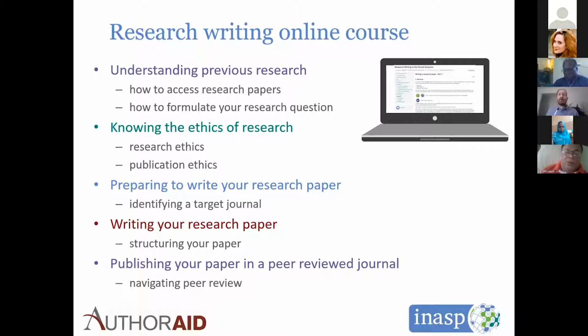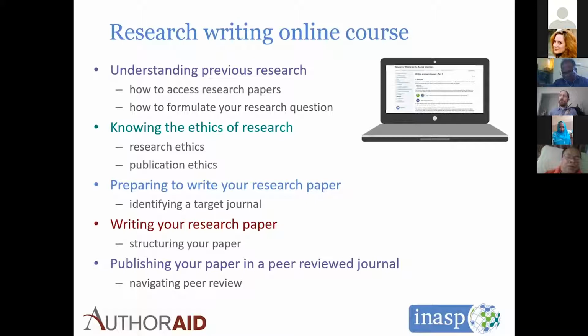Then we go on to preparing to write your research paper. And as I've said, identifying the target journal in advance can really help you as you write your research. When you're writing the research paper itself, there are several things you need to think about in terms of structuring the research paper. And quite often, some of you may be familiar with the IMRAD structure, which is something we learn about on the course.